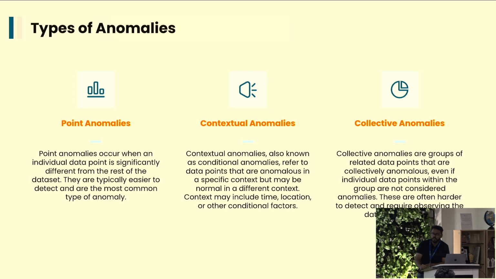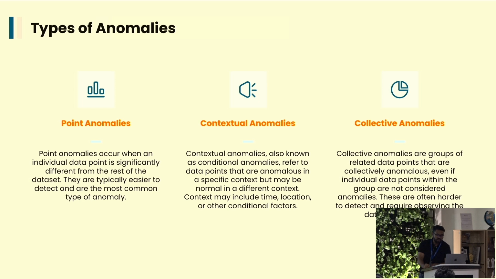For example, we are tracking climate or temperature. Suddenly there is a dip in the temperature in May or April. Contextually, if it is in December or January, that is normal. But if it comes in May or April, that is a contextual anomaly.